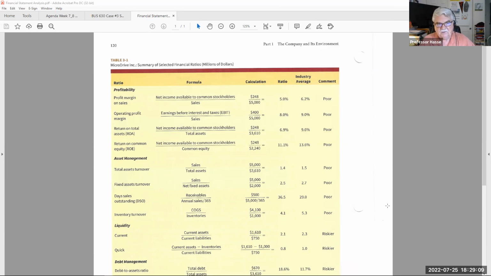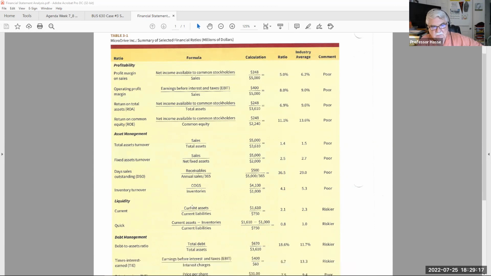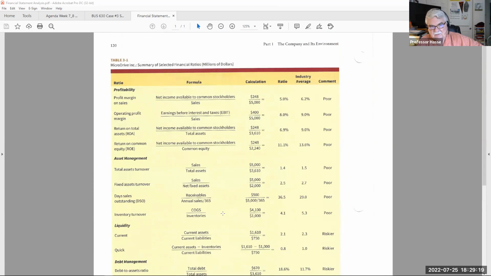In case number 3, you are to select one equation from each one of these selected ratios: profitability, asset management, liquidity, debt management. Select one, not all of them, just one, and find it for that particular company. They defined these ratios in Chapter 3, and these are the key ratios that we're talking about in these videos that you get from the financial statements: income statement, balance sheet, and statement of cash flows. So this is that sheet that's very important to find the definitions of those financial ratios.